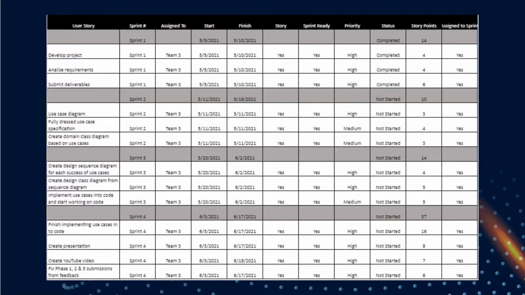Submitted it. And then phase 2, we created the use case diagrams, the fully dressed use case diagrams, and a domain class diagram. Phase 3, we created the sequence diagrams, the design class diagrams, and then implemented the classes we created into the code. This is where we began to start working on the code. In phase 4, we finished up the code, created the presentation, created the YouTube video, and then added phases 1, 2, and 3 together to create our final draft.